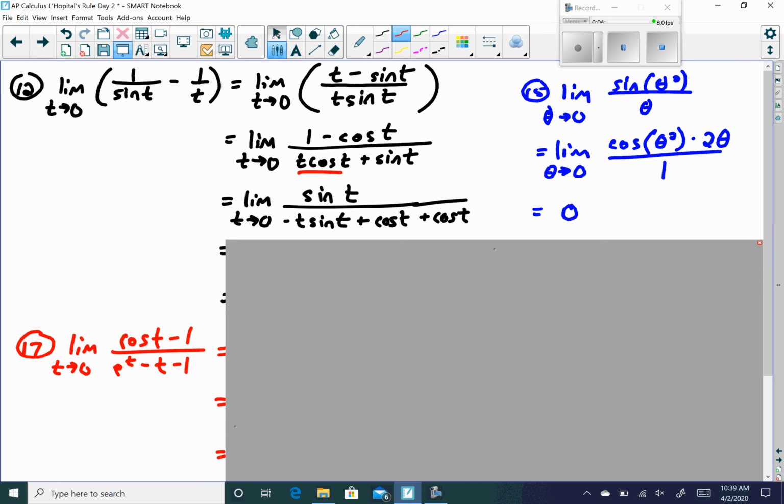Now because I do have the 2 cosine of zeros down here, once I do substitute that in, I'm going to get a 2 down here. So I do get a 0. We're not going to get a 0 over 0.